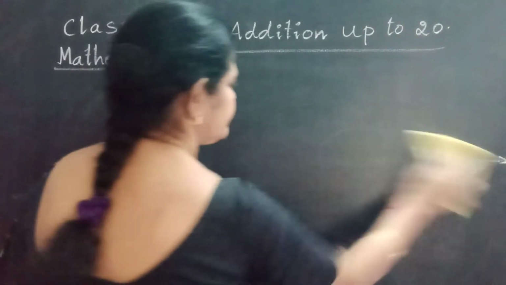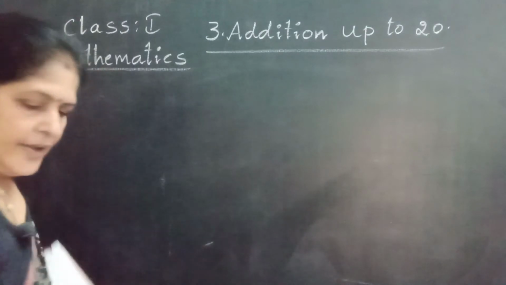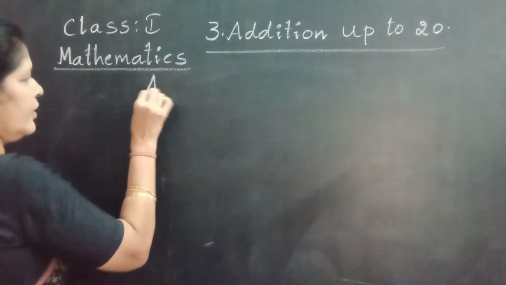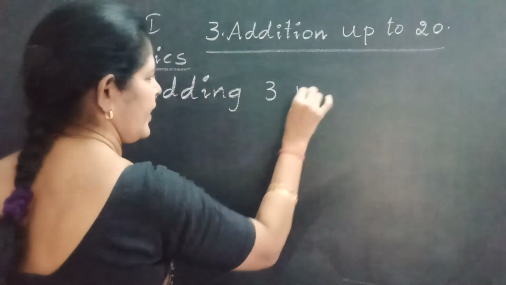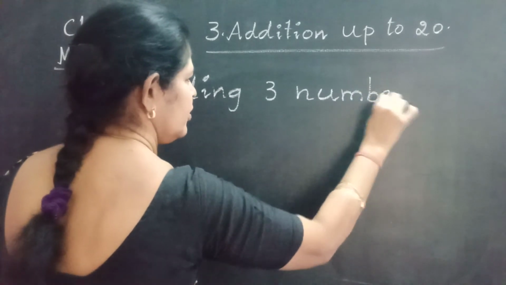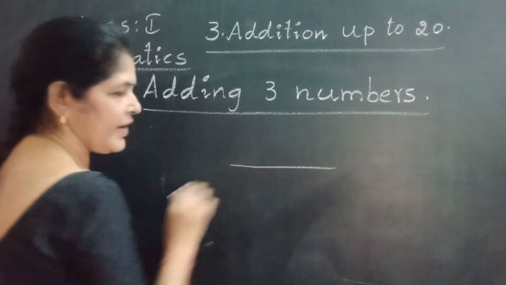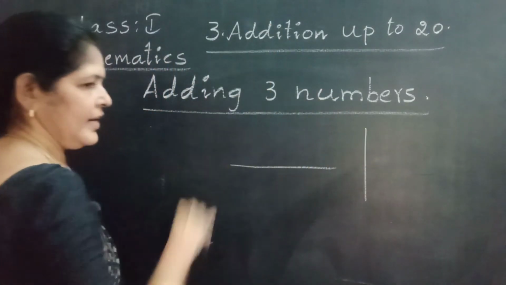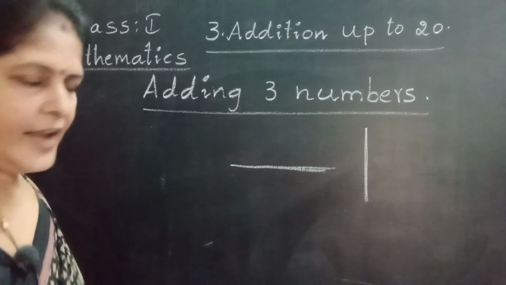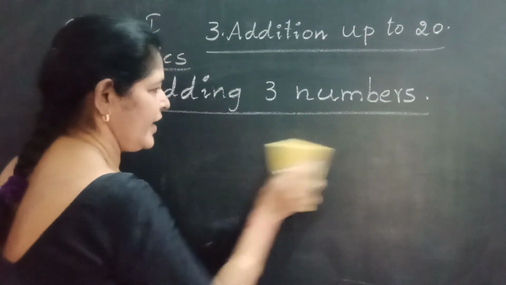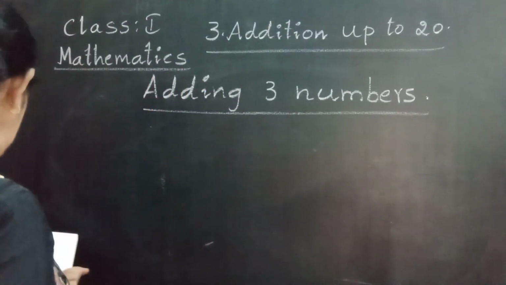Okay, another one. Next one is adding 3 numbers. Adding means do addition. Adding 3 numbers. That is going to be horizontally, vertically. Horizontally, sleeping line. Vertically, standing line. Horizontal line, vertical line. Horizontal line, we write that is the sleeping line. Vertical line, standing line.